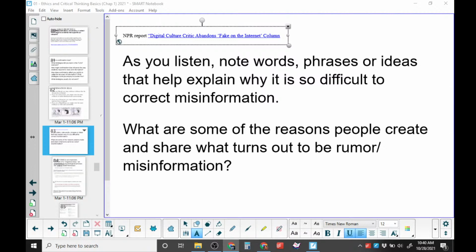And what I would like you to do is note any words, phrases, or ideas that help explain why it's so difficult to correct misinformation. And as you listen, you can also reflect on what we've already learned: what are some of the reasons people create and share what turns out to be rumor or misinformation? Later, for prep.